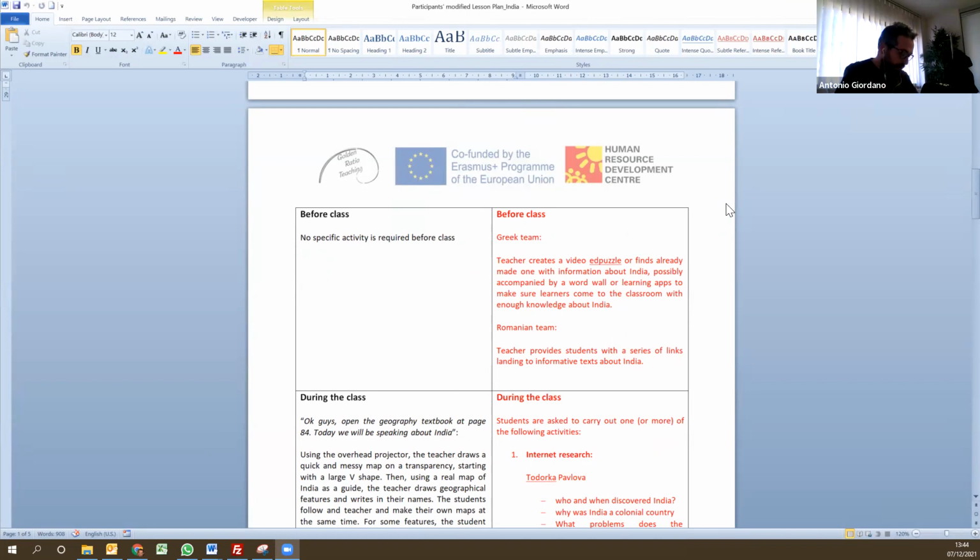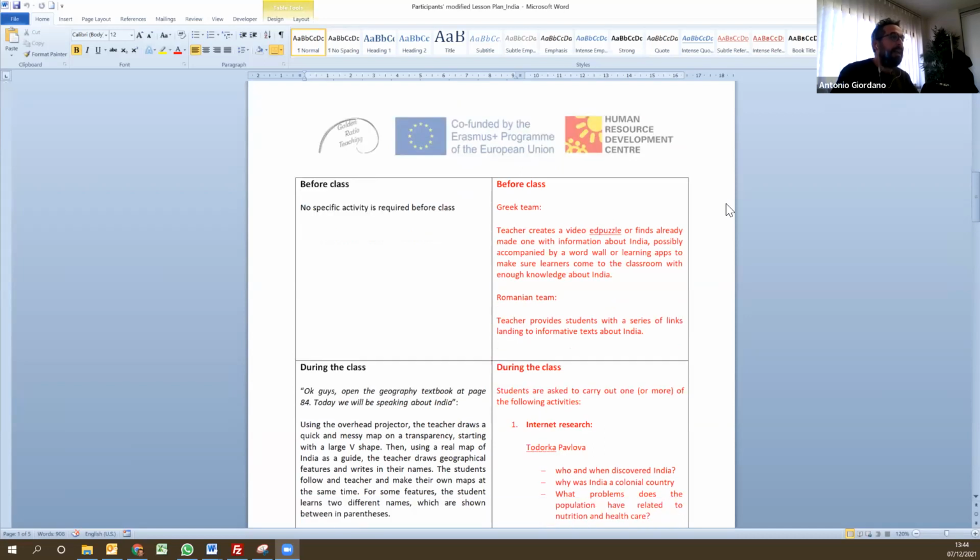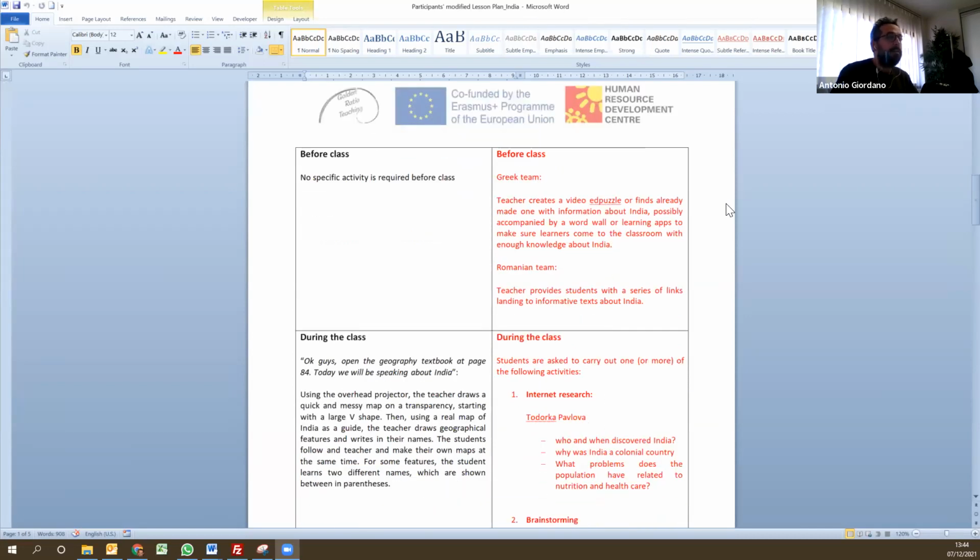During the class, within the Flip the Future methodology, the situation is completely different because there are more activities which could be done on the basis of the previous activities which were done by the students at home. So during the class, students are asked to carry out one or more of the following activities. For example, students can be engaged in an internet research.